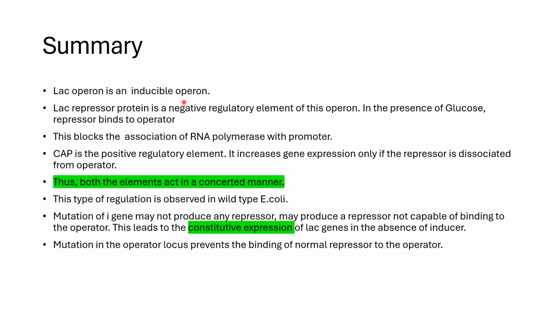Lac is an inducible operon because it is activated in the presence of the inducer allolactose or IPTG. Lac repressor protein is the negative regulatory element that is coded for by the gene I, which is under the control of a separate promoter. When repressor binds to the operator, transcription is blocked and the enzymes are not synthesized. CAP is a positive regulatory element of the lac operon, and the negative and the positive regulatory element act in a concerted manner, means in a related manner, and this type of regulation of both negative and positive control is seen in the lac operon of E. coli.